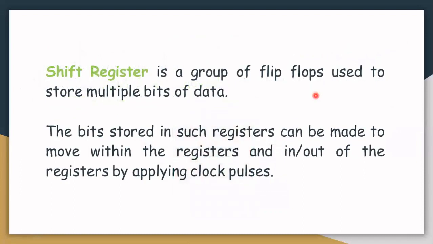Then a shift register is a group of flip-flops used to store multiple bits of data. The bits stored in such registers can be made to move within the register, in and out of the register, by applying a clock pulse. It can be moved from left to right or from right to left. Therefore, it's called a shift register.